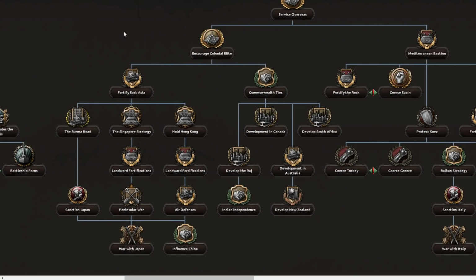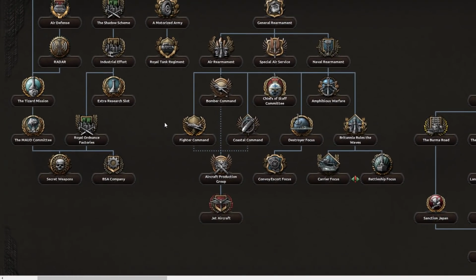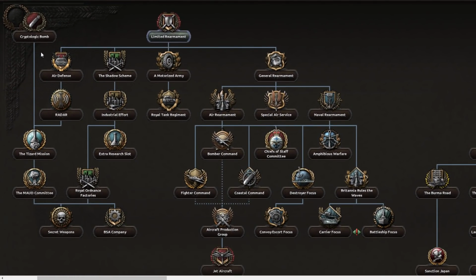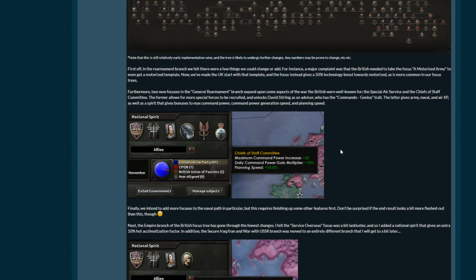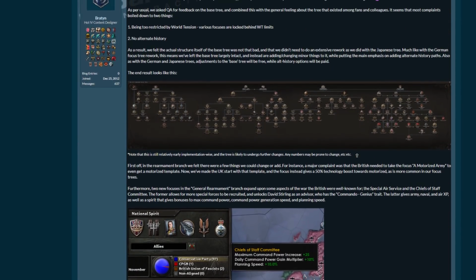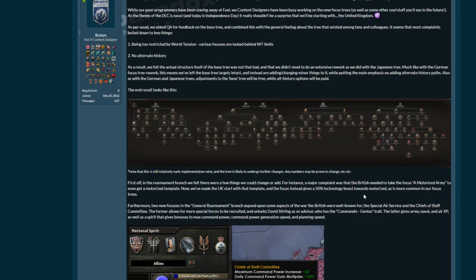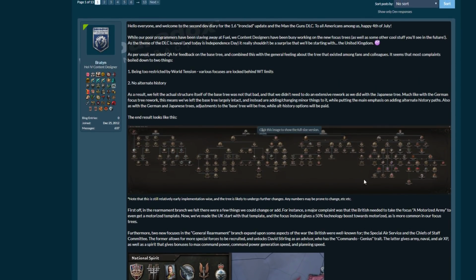You've got Reinforce the Empire. These are the same. And also you've got limited rearmament here. You can see there's two here that are a little bit different, which I will dive into as well. Those are the two nations that are going to get reworks. And as I said to you, they are partial reworks, so some of the focus tree will still remain.